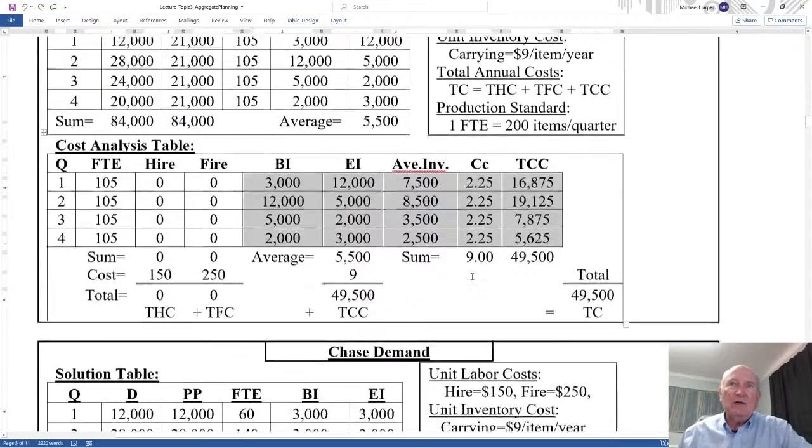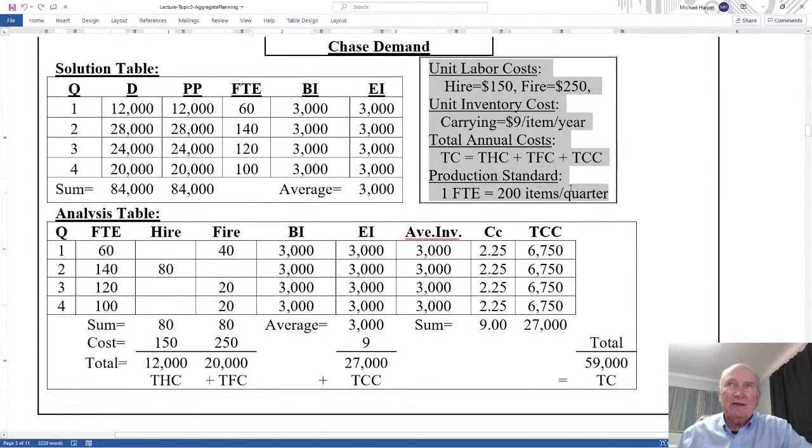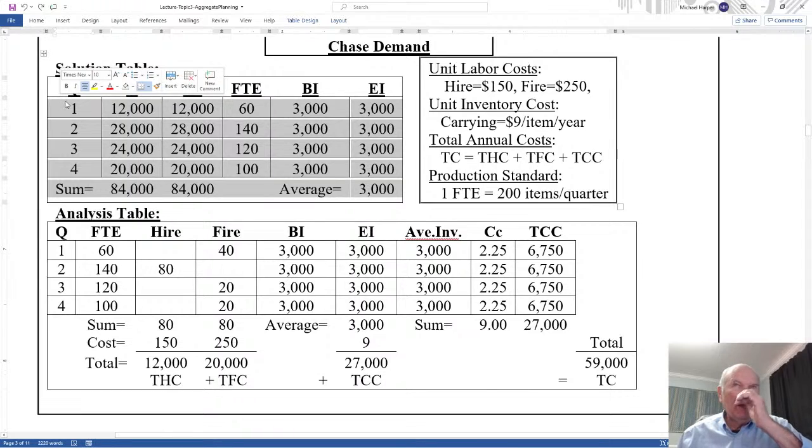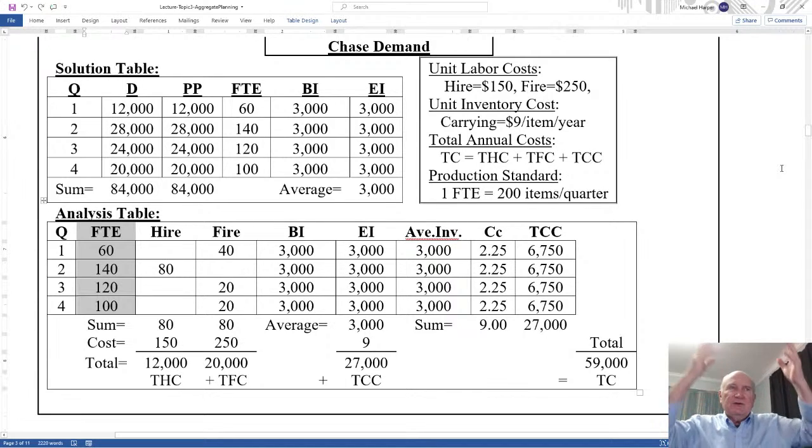Okay, let's go on to chase demand. So again, I copied all the values down here. And again, I copy my solution table from the first page. So now when I bring my FTEs down here, my FTEs are not the same. They're increasing and decreasing. And so hiring is increasing FTEs, firing is decreasing FTEs.